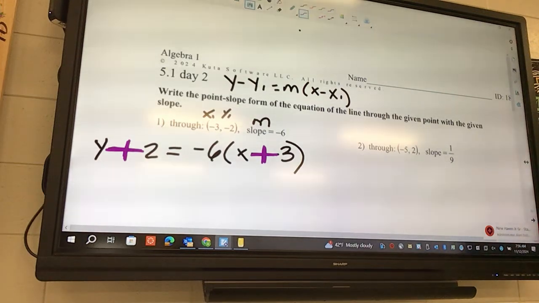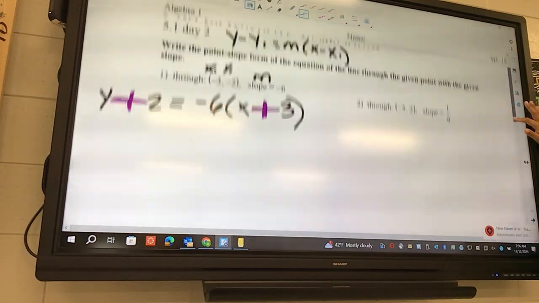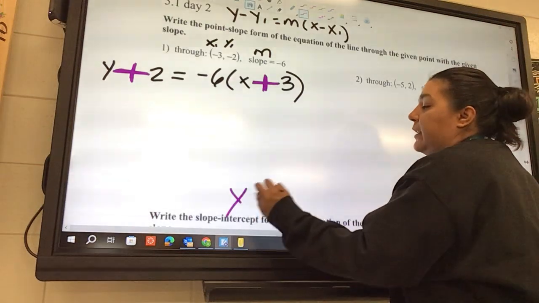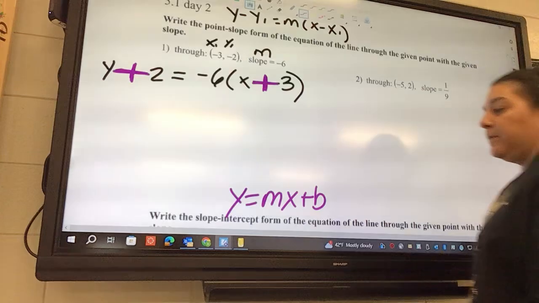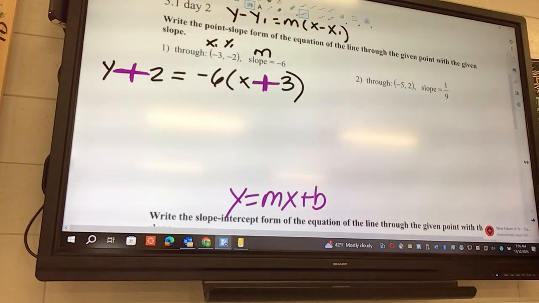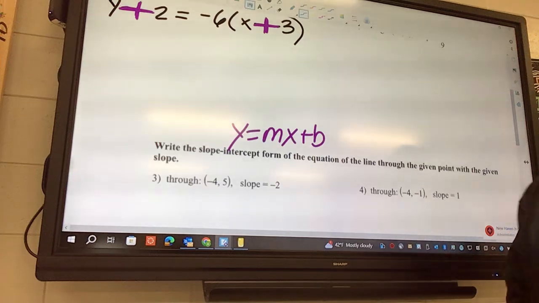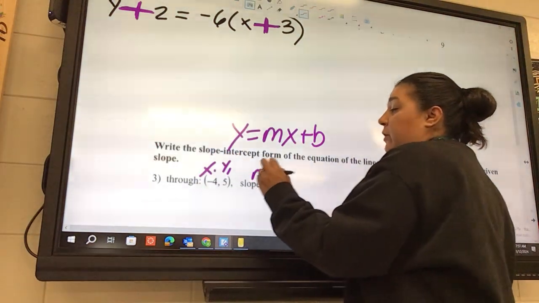Okay, the next part says write the slope-intercept form of the equation on the right. Okay, so slope-intercept form looks like y equals mx plus b. So that's what we need our answer to look like. Okay, now let's look at what we're given. Well, we're given a point, x1, y1, and a slope, so that's m.